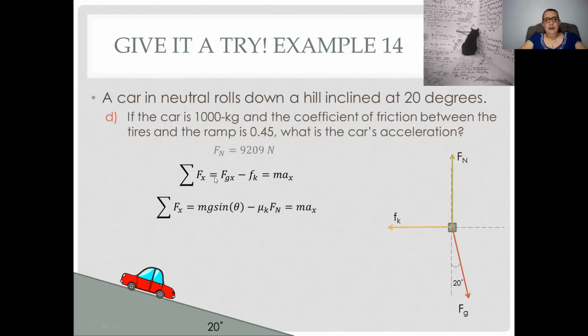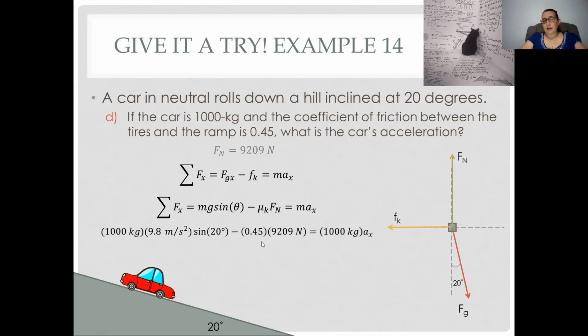So when we plug in our trig identity for this x component of the force of gravity, we see that this x component is now the side of the triangle that's opposite our angle. So we have to use the sine here. Again, it's different than every other example that we've done so far. So our x component of gravity is mass times g times the sine of our angle. Our friction force is the coefficient times the normal force. And that equals the mass times the acceleration in the x direction.